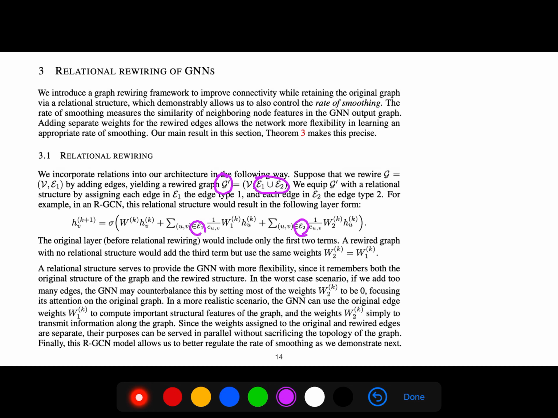So the original layer would include only the first two terms. A rewired graph with no relational structure would add the third term but use the same weights. A relational structure serves to provide the GNN with more flexibility since it remembers both the original structure of the graph and the rewired structure.